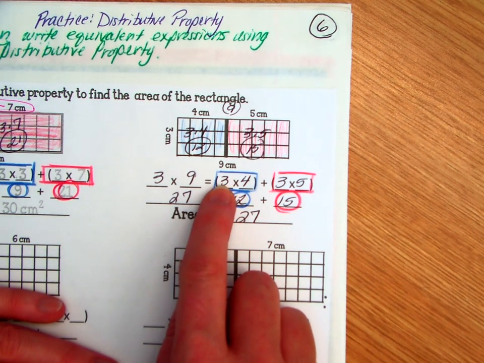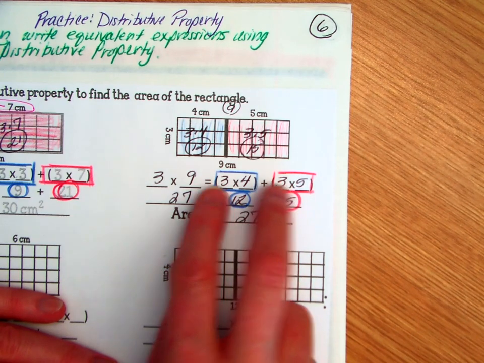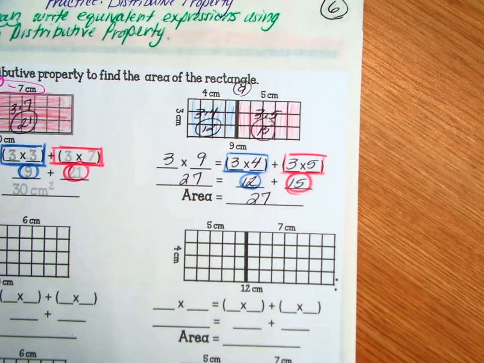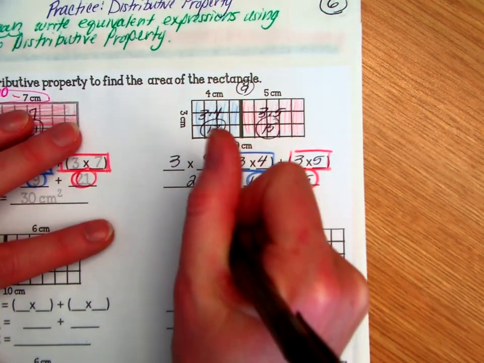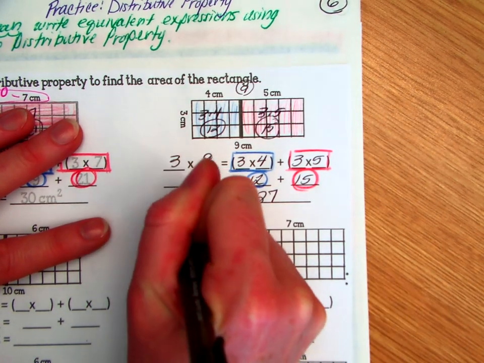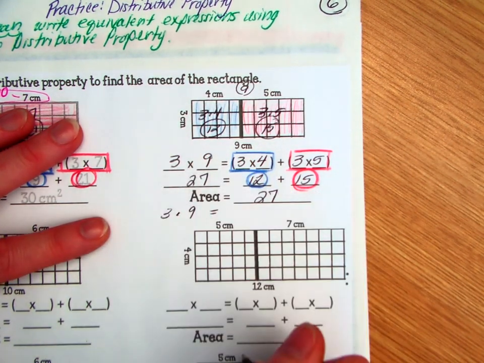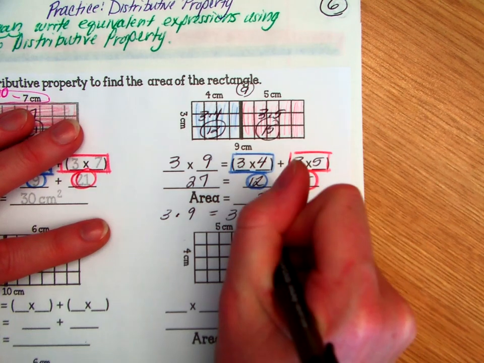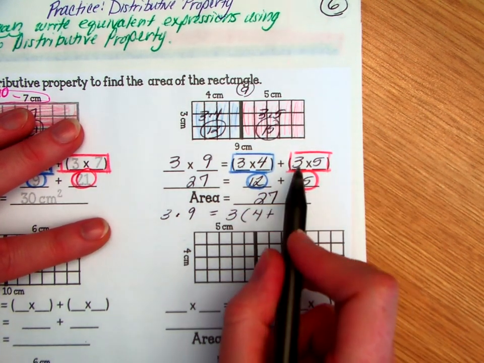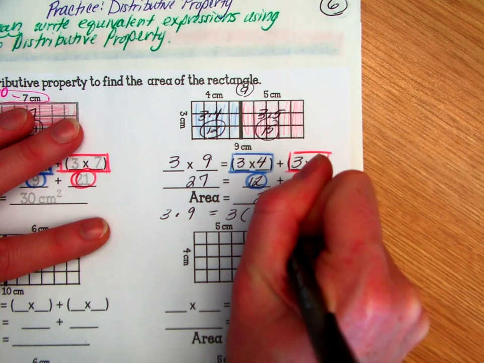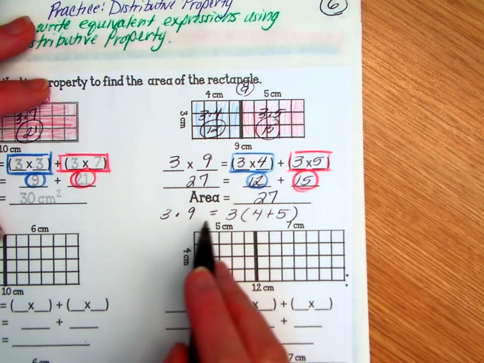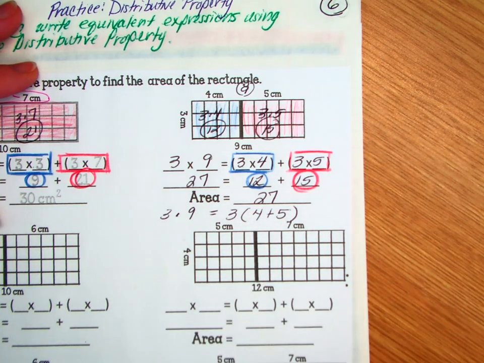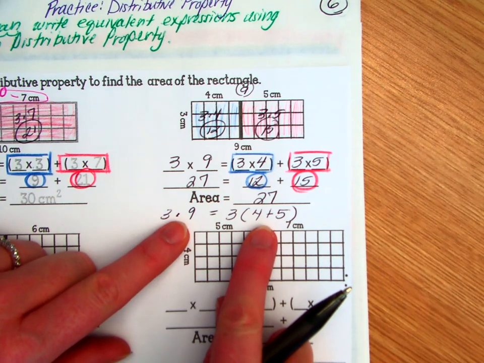Notice how the 3 can be pulled out. What does that mean? It means I can write an expression such that 3 times 9 is the same as 3 times, see how the 3 visits the 4, plus 3 also visits the 5. So 3 times 9 is the same as 3 times the sum of 4 plus 5. These are equivalent expressions.